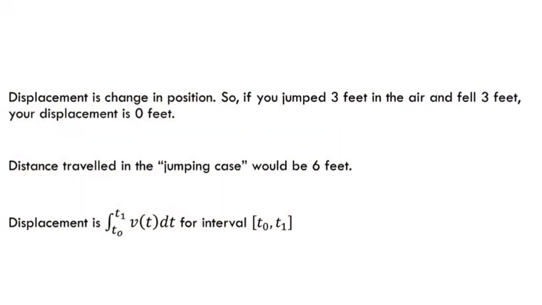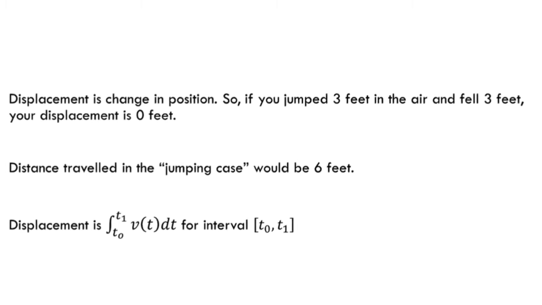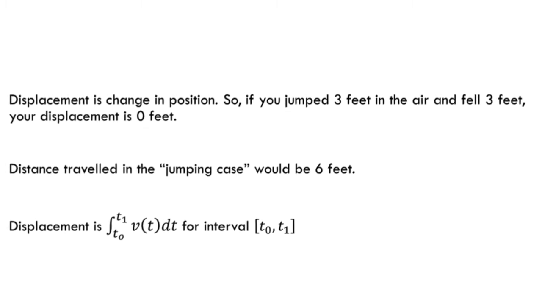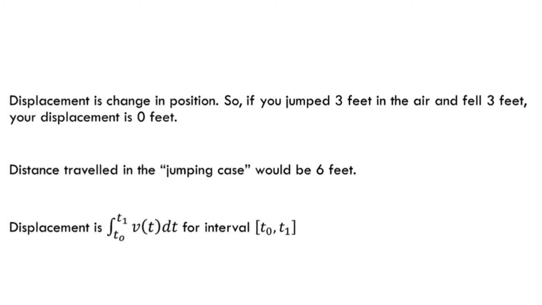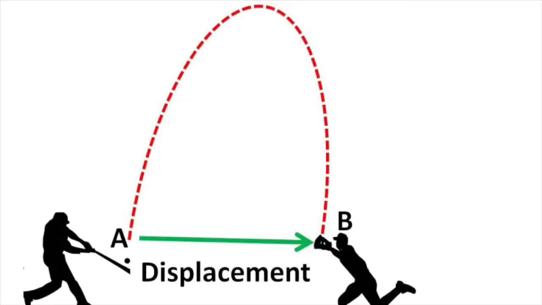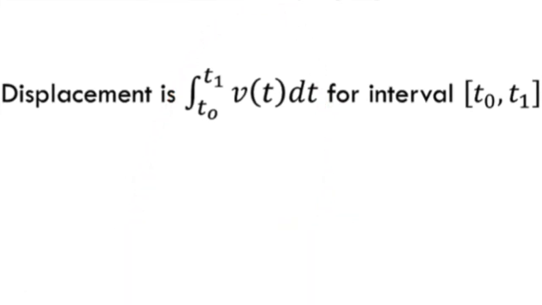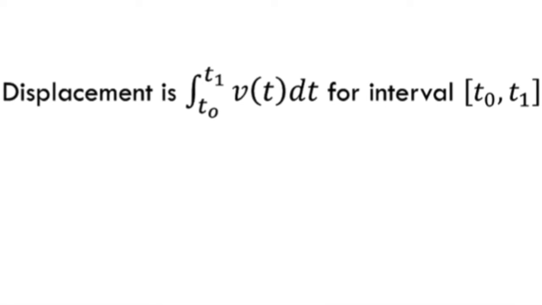Let's talk about displacement. Imagine you're standing right there, you jumped 3 feet in the air, and you landed right where you started. How far did you go? Nowhere. That's displacement. If you hit a baseball up in the air and it goes 50 feet up in the air, but your friend 10 feet away catches it, that ball only went 10 feet. The way we find displacement in calculus is we take the integral of the velocity function, and your limits of integration will be your starting time and your ending time.